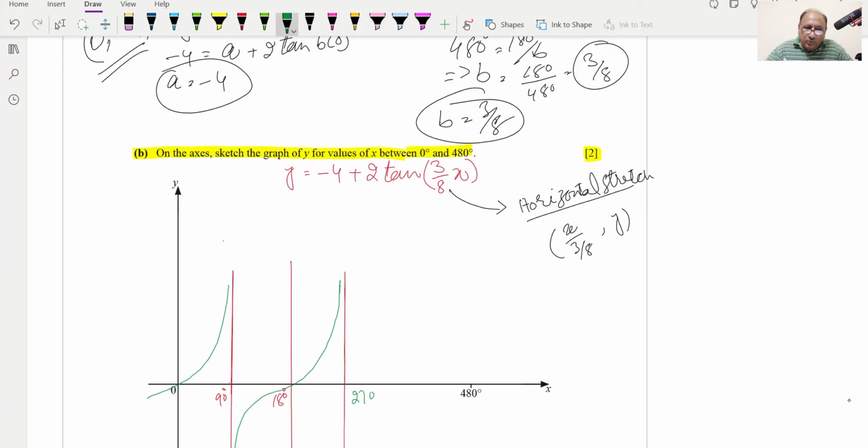Now if we show what this 2 represents, so 2 represents what? 2 represents vertical stretch. This will be vertical stretch by 2 units. So vertical stretch by 2 units.